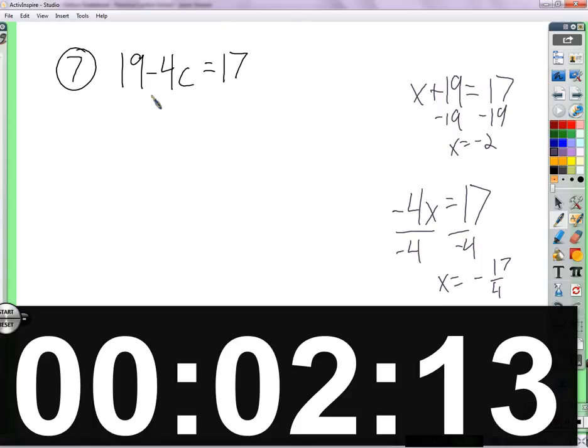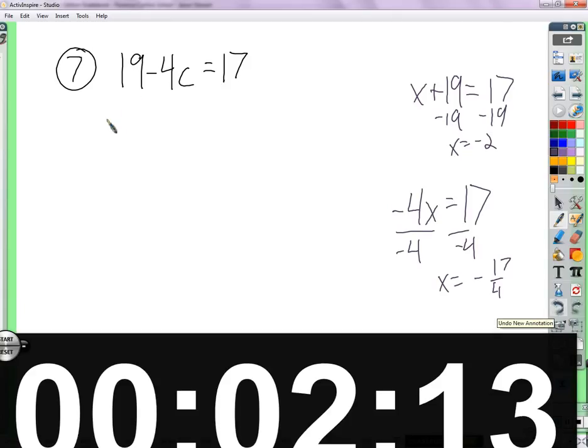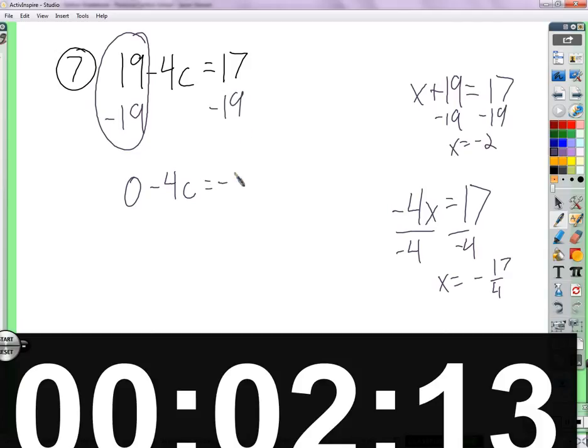Plus 19? Minus 19 instead? What's 19 minus 19? 0. Is that good for us? Yeah, because we get 0 minus 4c. What's 0 minus 4c? Almost. Negative 4c. Subtract 19, so we get negative 2. And then divide by negative 4. What's negative 2 divided by negative 4? 0.5. 1/2.